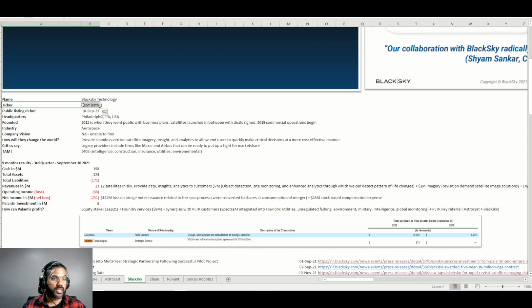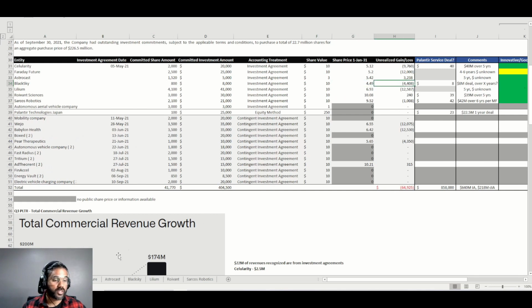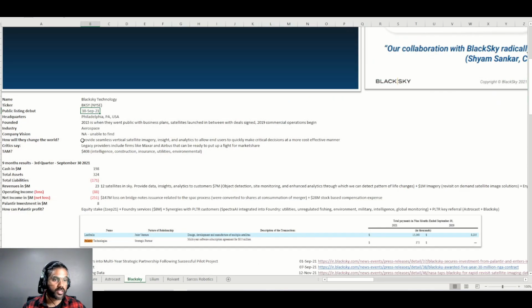So Blacksky, ticker BKSY on the New York Stock Exchange. They went public on the 10th of September. Last time I checked, they were trading at 4.49. Palantir is down 4 million on that investment as of last Friday. They're headquartered in Philadelphia, USA. They were founded in 2015 with business plans, then the satellites were launched and they started commercial operations in 2019. They're in the aerospace industry.